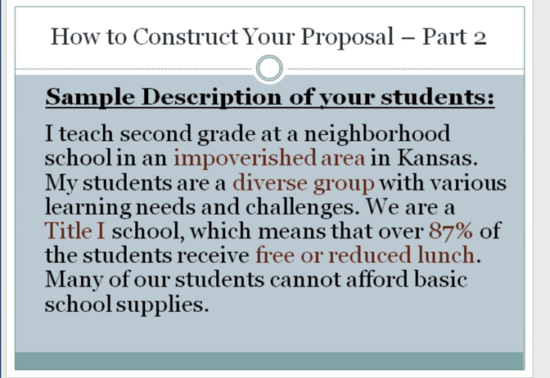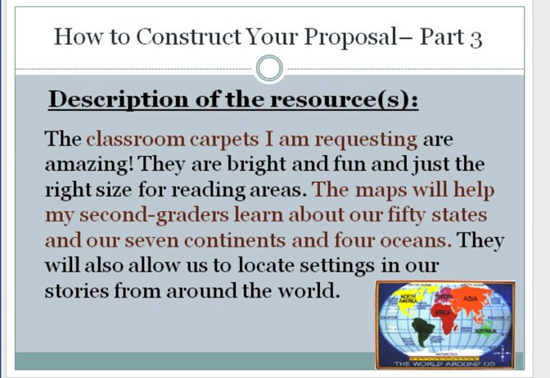The next part of the proposal is you describe your students. And this is where you really need to stress what kind of situation. Are you teaching in an impoverished area? Are you a Title I school? If you are, list it. If you're not, then you would focus on how great and energetic your kids are and how they love to learn. But if you are a school that has Title I and free and reduced lunch, then you really will help yourself by listing that kind of information.